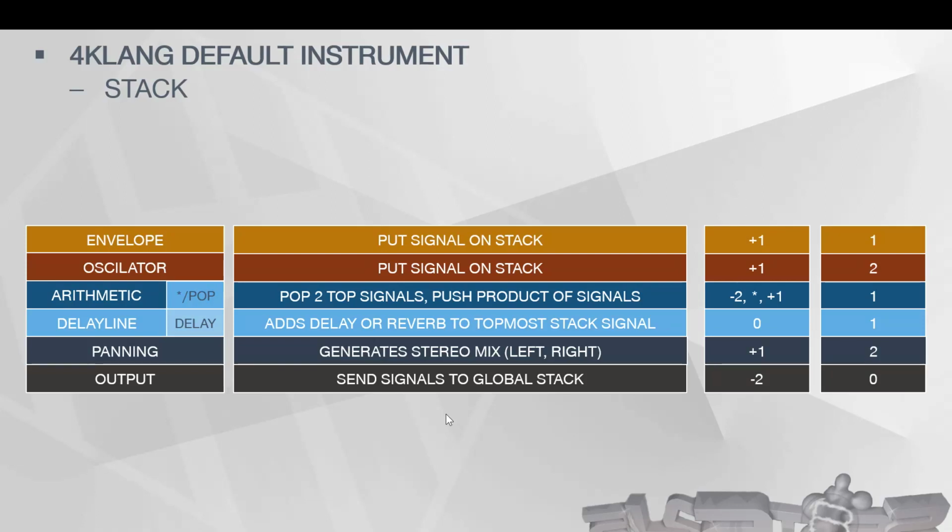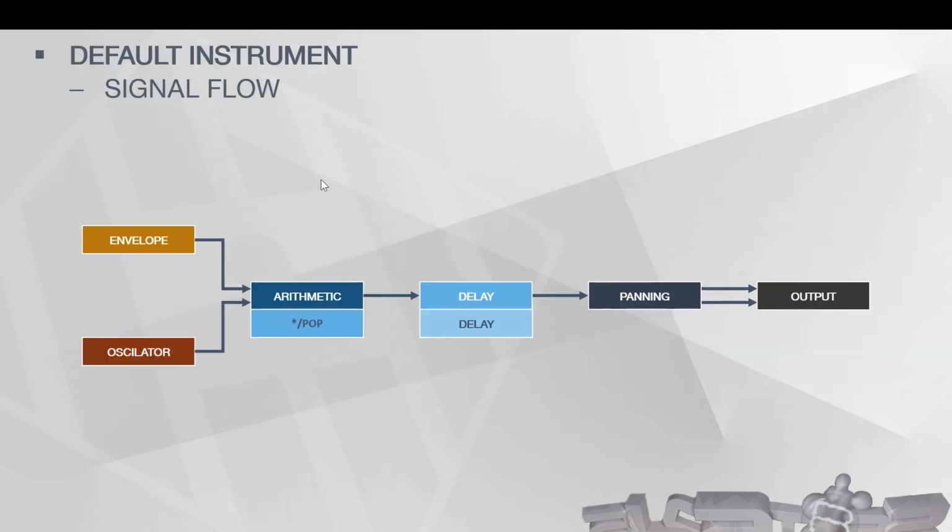So how does it look in a flow diagram, kind of? It will look something like this. So we have the envelope and the oscillator, which are multiplied. Then a delay is added. Then it's pushed into the panning unit, and you have two signals output. That's it. Very simple.